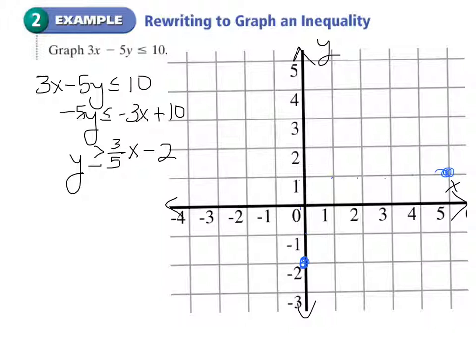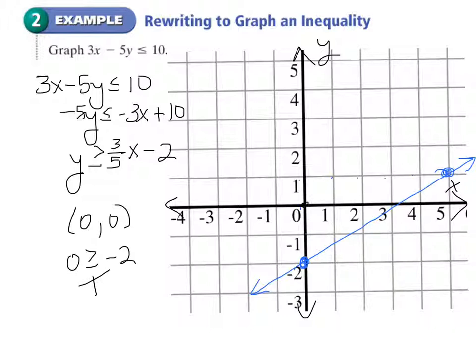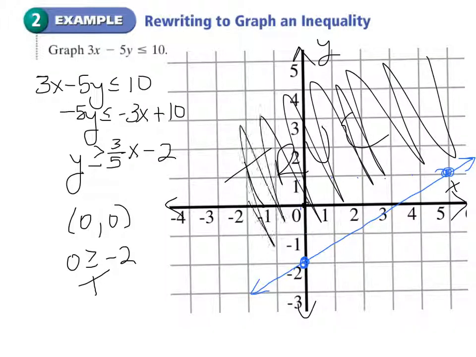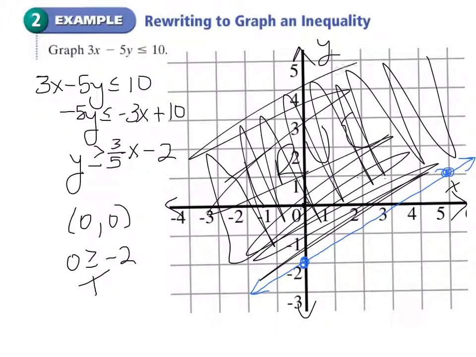Would it be a solid or a dotted line? It would be solid because it says equal to, so therefore anything on the line would work. Now we have to shade. I would pick a point not on the line. 0, 0 is the easiest one. It's not on the line. So 0, 0 would give you this. Is 0 greater than or equal to negative 2? That is true. So therefore 0, 0 is on the true side. So this is the side you would shade. You would shade anything above the blue line.